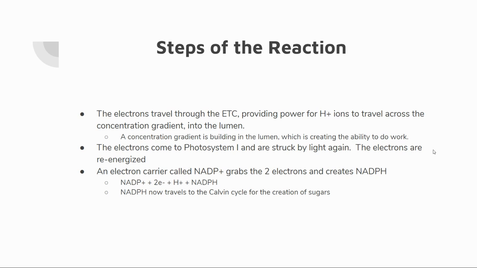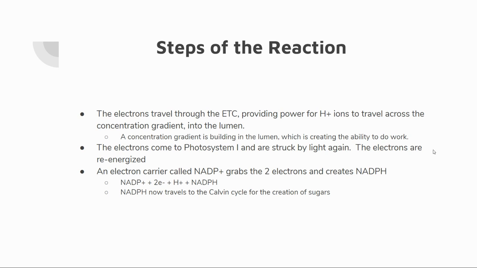The electrons come to photosystem 1 and are struck by light again. The electrons are re-energized at this point. An electron carrier called NADP+ grabs the two electrons and creates NADPH. NADPH will now travel to the Calvin cycle.